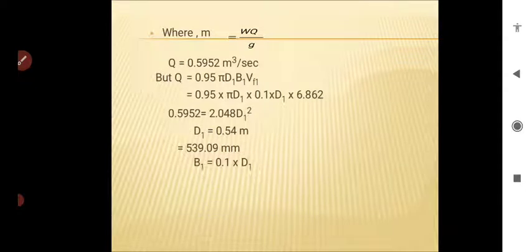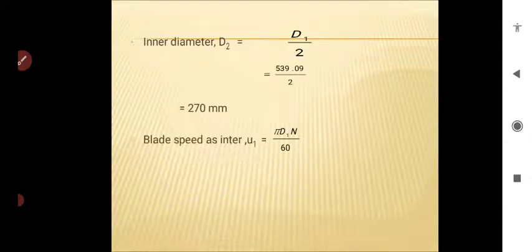B1 is equal to 0.1 into D1. So we will get B1 value. B1 is equal to 54 mm. So inner diameter D2 is equal to D1 by 2. So that is equal to 270 mm. Blade speed at inlet U1 is equal to pi D1 N by 60. So U1 is equal to 19.79 meter per second.